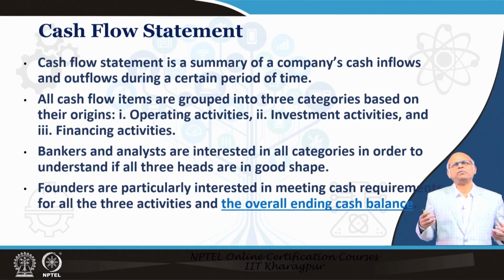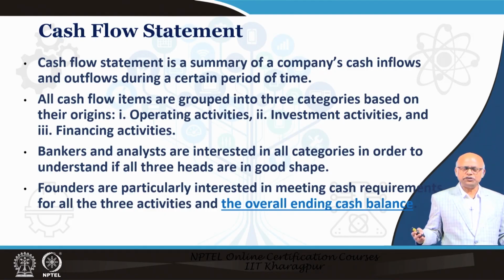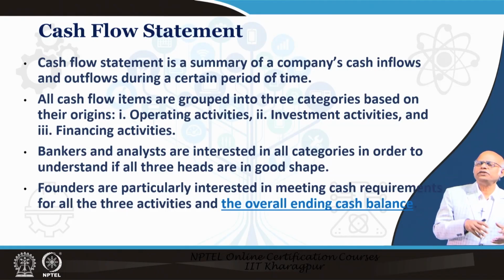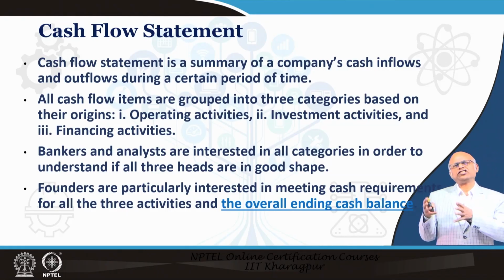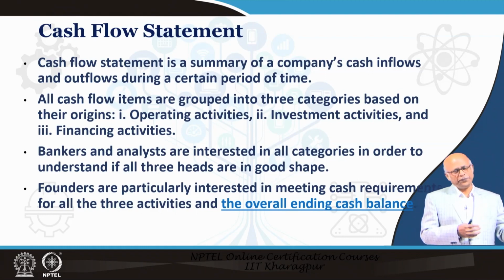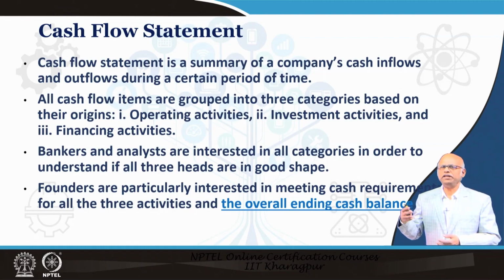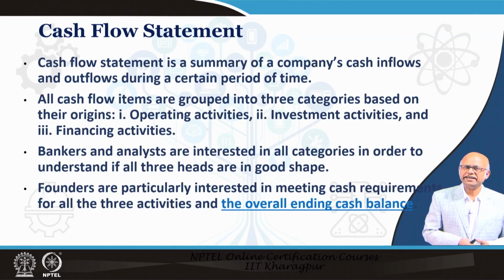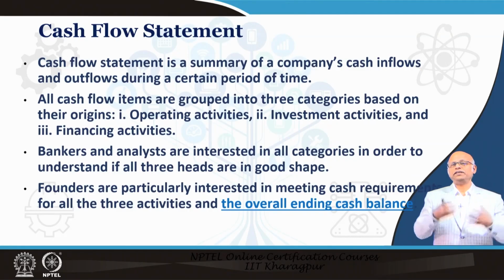Cash flow statement is a summary of company's cash inflow and cash outflow during a certain period. It may be a quarterly cash flow statement, half yearly cash flow statement, or annual cash flow statement. All cash flow items are grouped into three sections. So, one is cash flow happening from operating activities, cash flow happening out of investment activities, cash flow happening out of financing activities. So, these 3 activities, why they are separate?